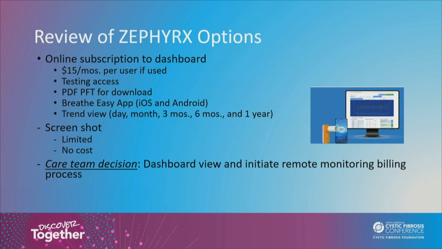We did not opt for the screenshot because we saw the quality of that when we had asked Zephyr to show us and decided that that wasn't going to be what we wanted. And we decided that we were going to take that cost. We were not going to charge this to the person. We were not going to make it optional. And we wanted everyone's test to be viewable so that we could review it.